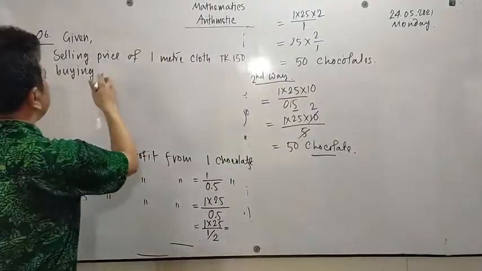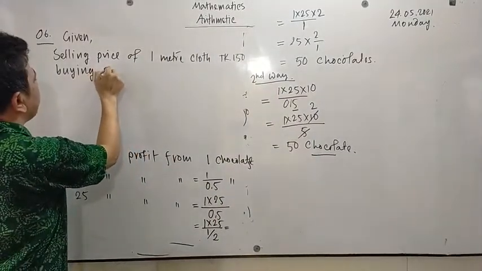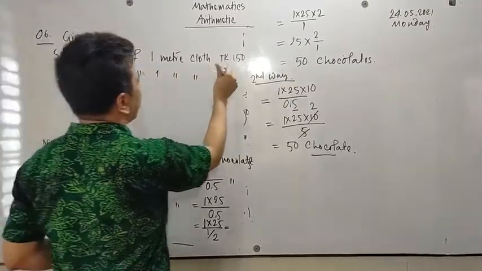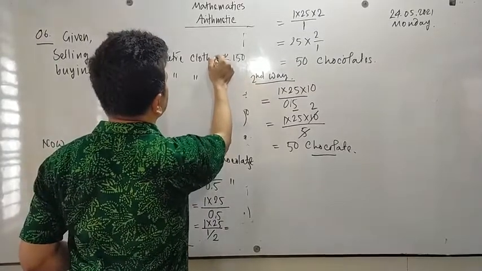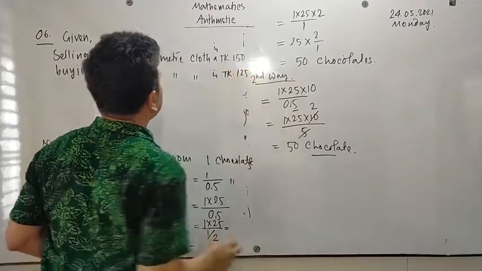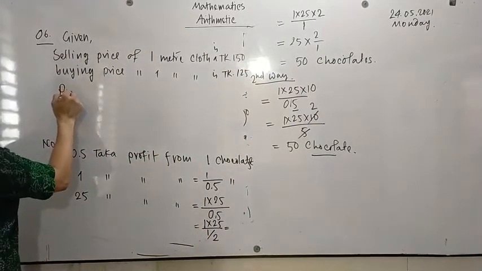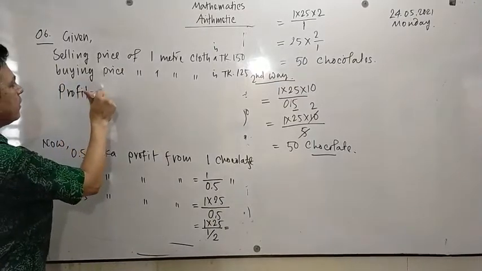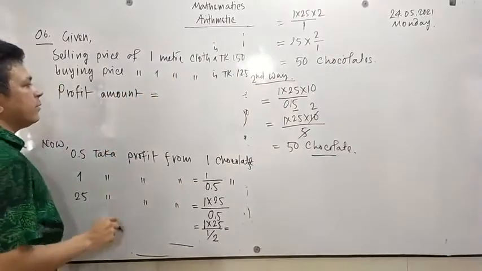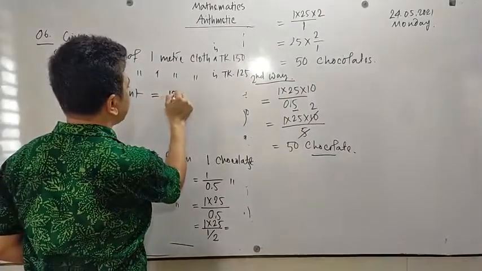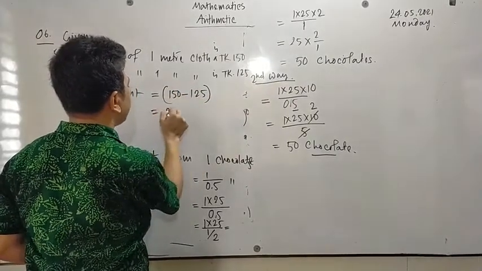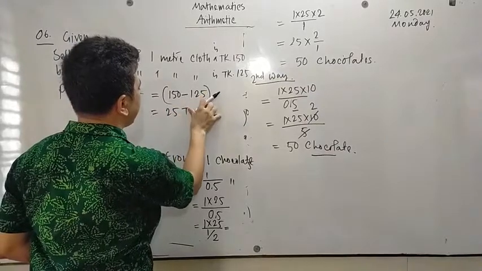So the buying price of 1 meter cloth is 125 taka. So profit amount equals 150 minus 125. So what is it? 25 taka. So 25 taka per meter.